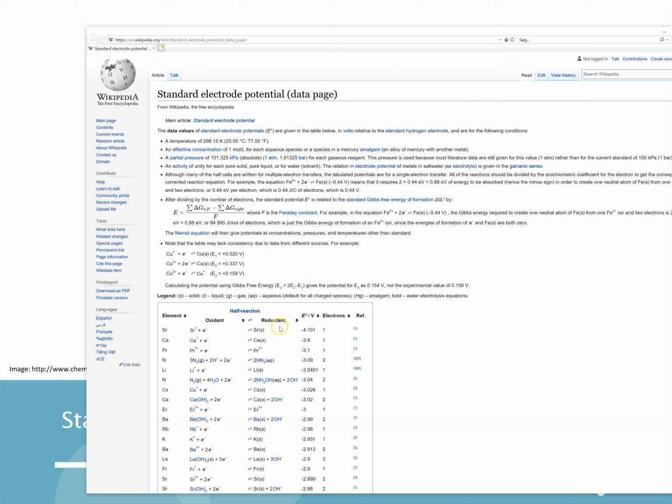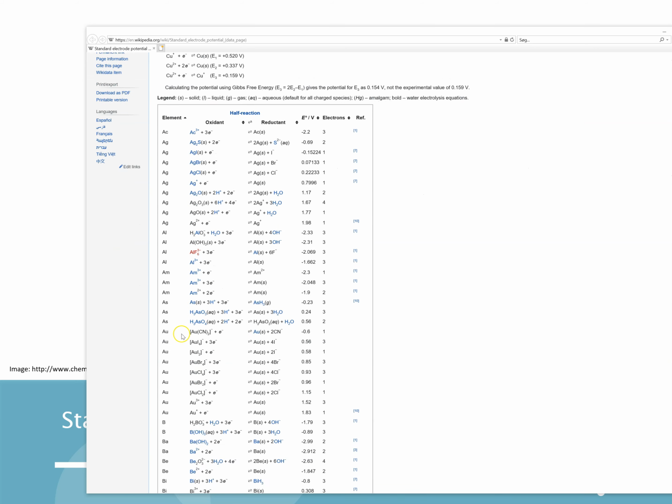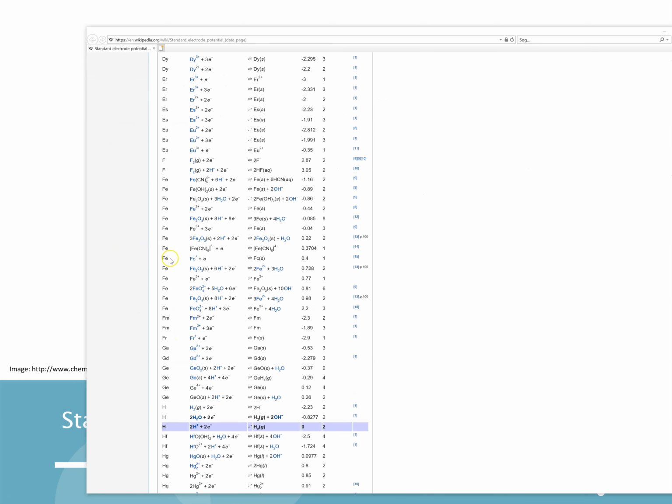Here you can sort the list according to the size of the standard potential, which gives us basically the electrochemical series, or you can sort it alphabetically to quickly locate a specific element. But pay attention! Iron, for example, has 14 different entries, and some of them are just molecules that contain iron, but even pure iron has 3 different entries.